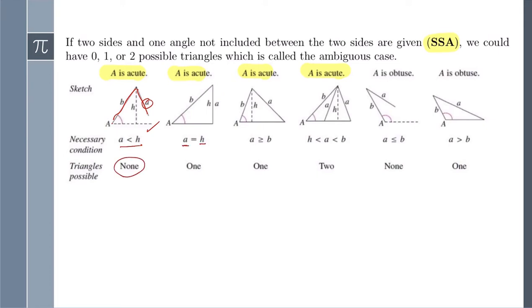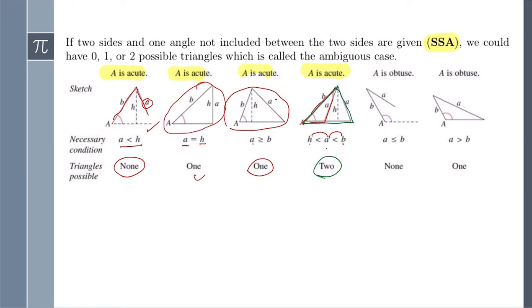If A equals the height of the triangle, then we can make one triangle. If A is greater than B and also greater than the given height, then we can also make just one triangle, right here. Now, if A is between the height and B, which means A is greater than the height but less than B, then we could have two possible cases. We can make the triangle like this, or like this. Those are the four cases when we have A as an acute angle.